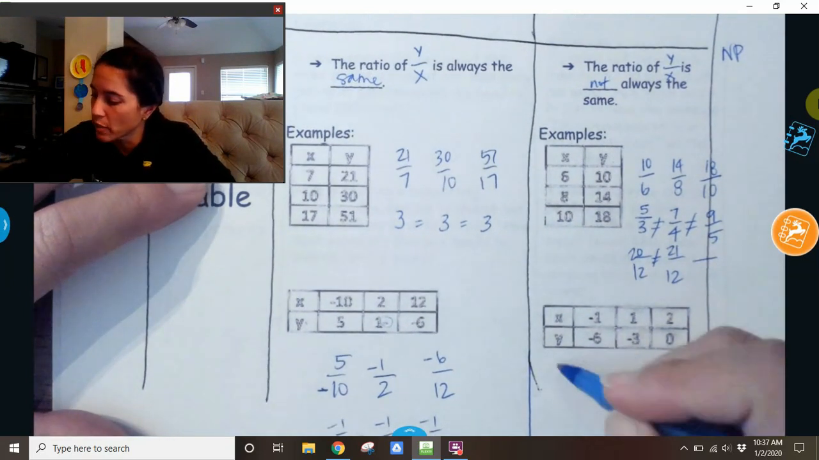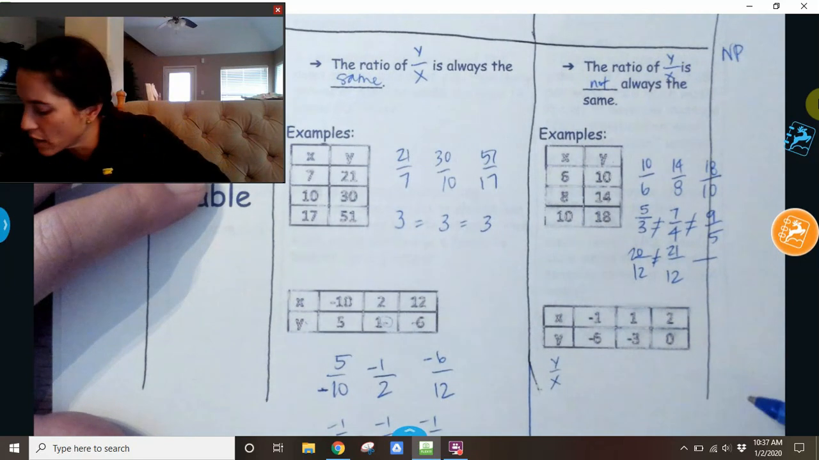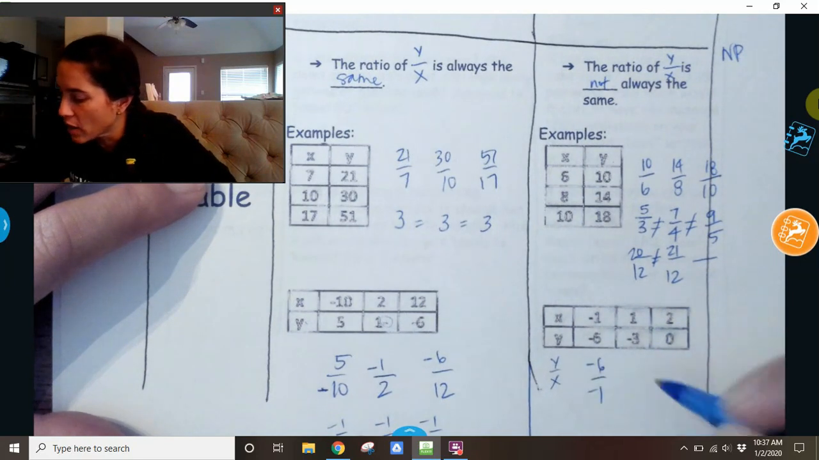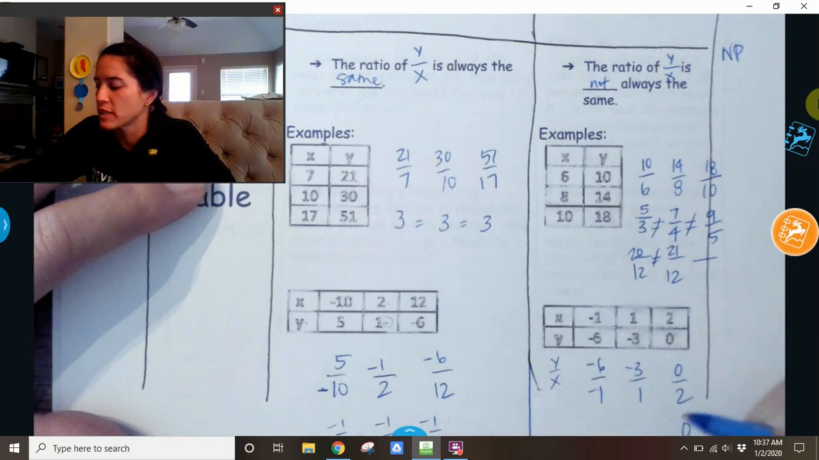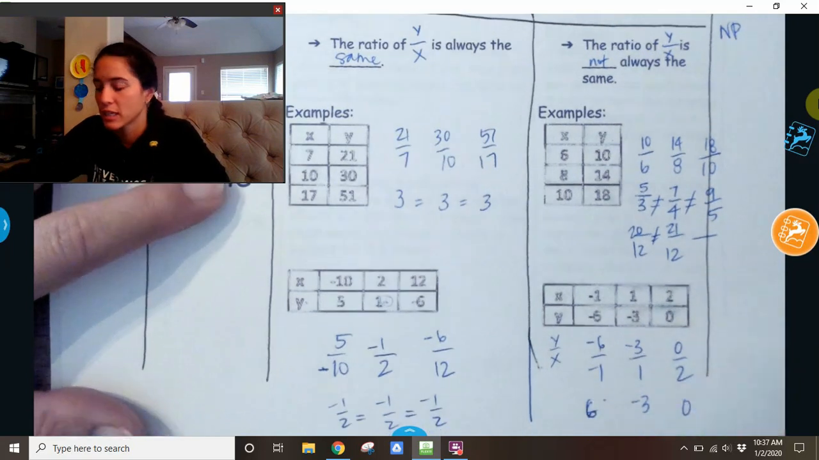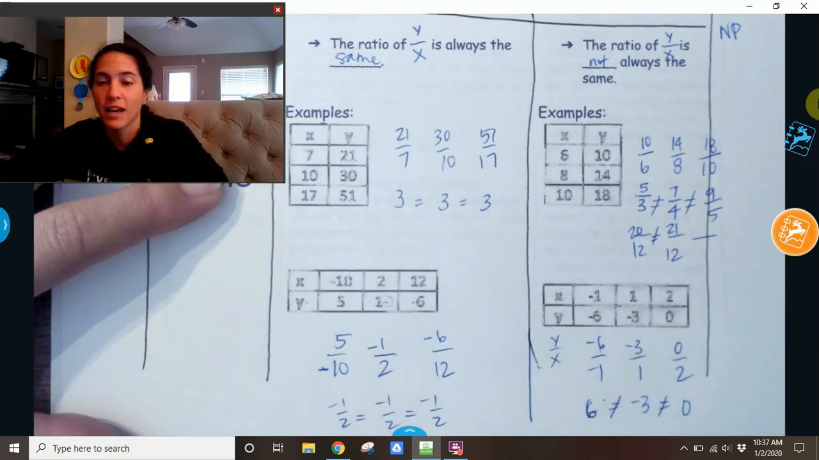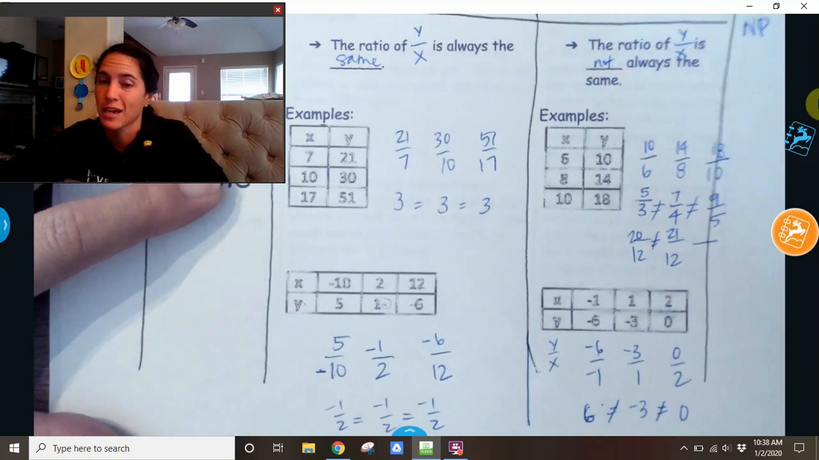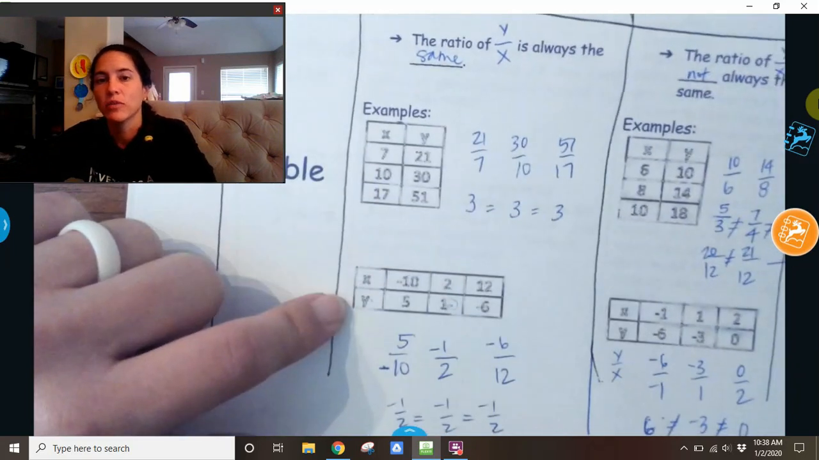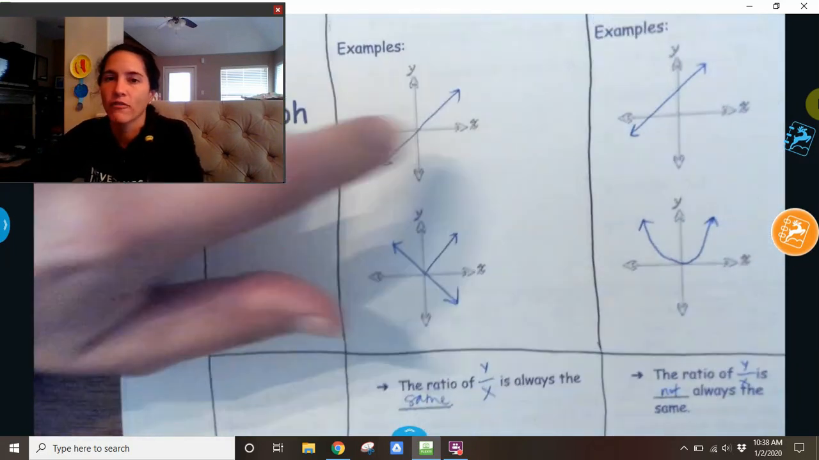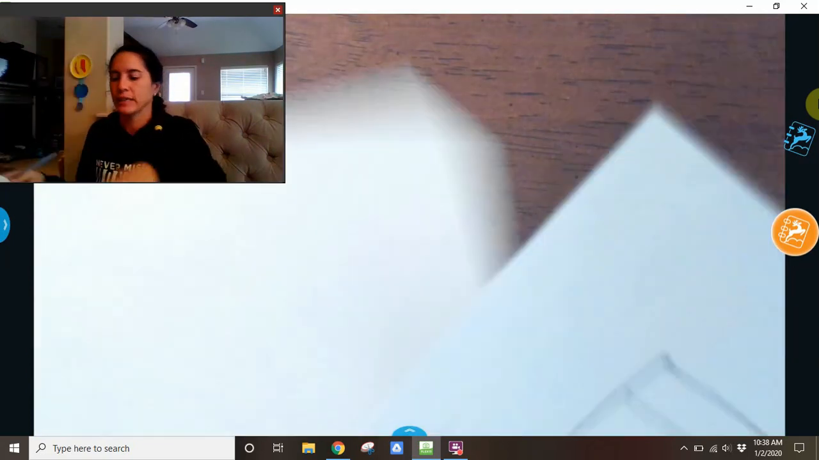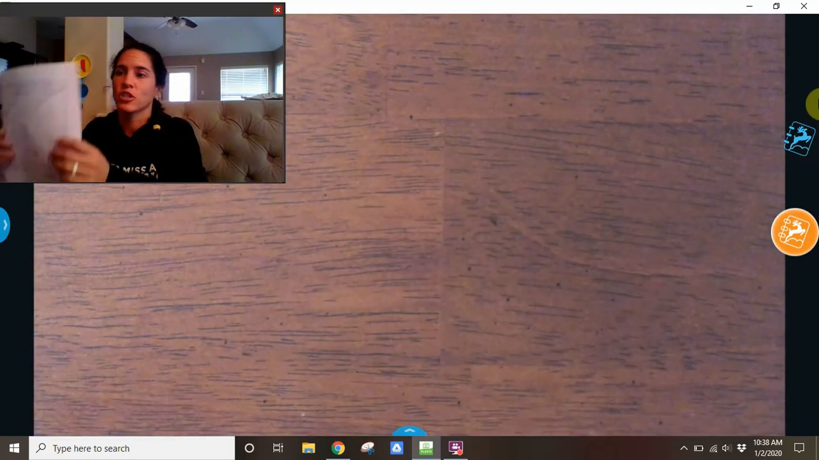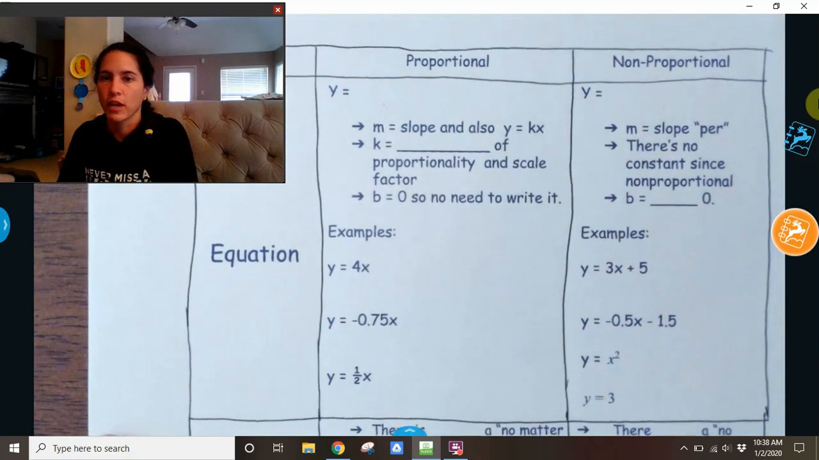Down here, I'm still going to compare y over x. So negative 6 over negative 1, negative 3 over 1, and 0 over 2. This would be positive 6, this would be negative 3, and this would just be 0. So again, these are not equal ratios, which means it's not proportional. So if you have a table, you're going to check the ratio. If you have a graph, you're just going to look to see if it's a straight line through the origin. Now let's go to the back. We're going to look at the equations of proportional and non-proportional.